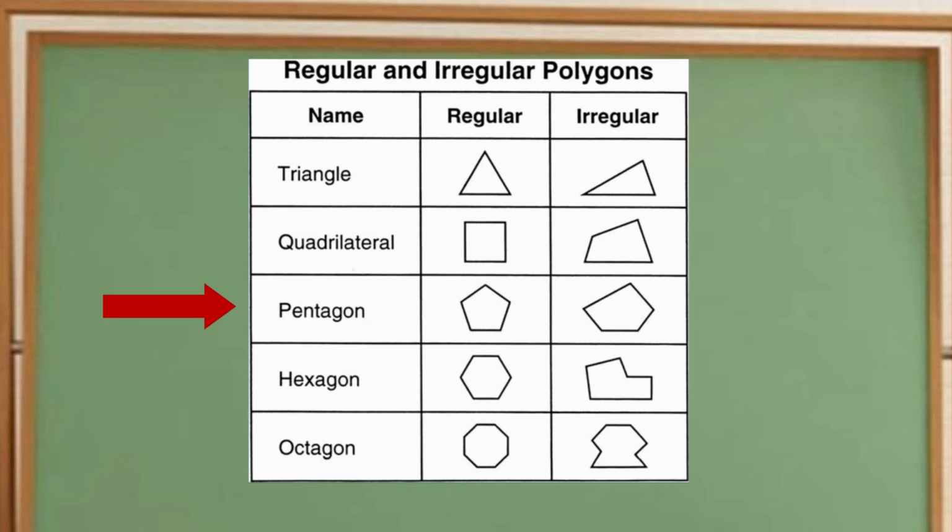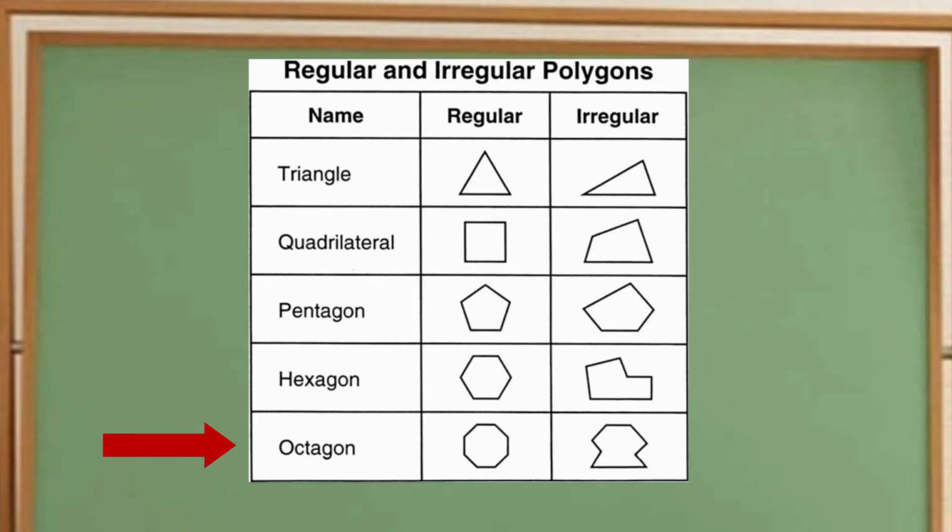A pentagon has 5 sides. A regular pentagon, each side would be measured the same. However, an irregular pentagon would have 5 sides as well, but it wouldn't look the same. They look different. Each side almost has a different angle or a different measurement. A hexagon has 6 sides. A regular hexagon would have each side with the same measurement, while an irregular hexagon also has 6 sides. However, each side would have its own measurement.